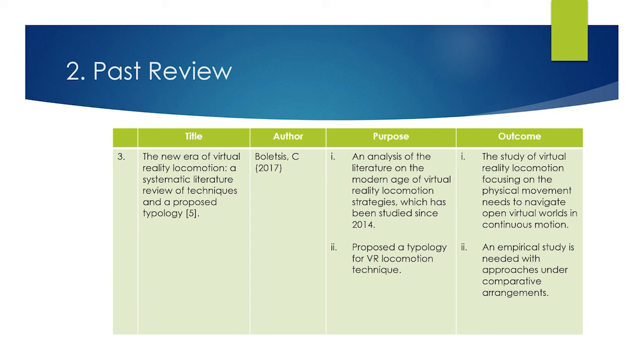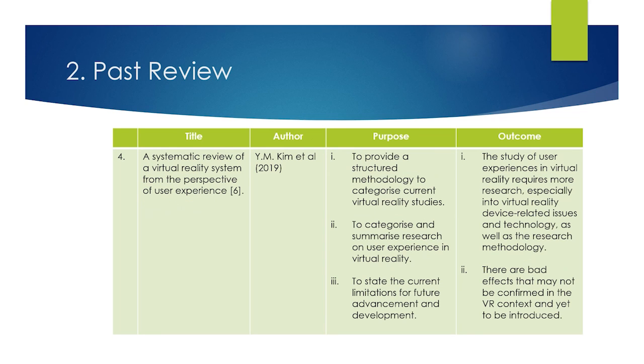The outcome, number 1, the study of virtual reality locomotion focusing on the physical movement needs to navigate open virtual world in continuous motion. Number 2, an empirical study is needed with approaches under comparative arrangement. Paper number 4, a systematic review of virtual reality system from the perspective of user experience. The purpose of this paper, number 1, to provide a structured methodology to categorize current virtual reality studies. Number 2, to categorize and summarize research on the user experience in virtual reality. Number 3, to state the current limitations for future advancement and development.